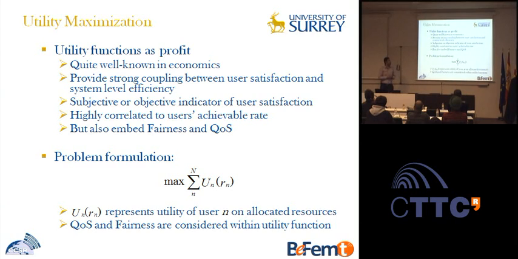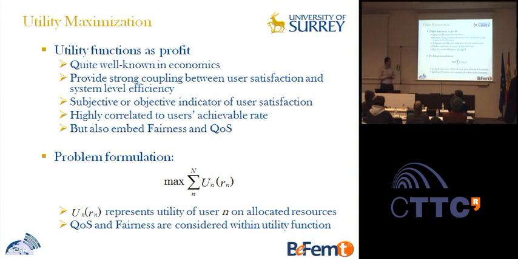Another form of profit maximization would be in terms of utility. Utility functions are quite well known in the area of economics. The good thing about utility is that it can provide a strong coupling between the user level satisfaction and system level satisfaction, as it can be a subjective or objective indicator of user satisfaction. And normally utility is highly correlated with the achievable rate of a user on different resources. But a utility function can also embed notions of fairness and quality of service inside itself. So that's why it has a more generic framework or representation compared to other cases that we have mentioned, to integrate everything inside one general objective.